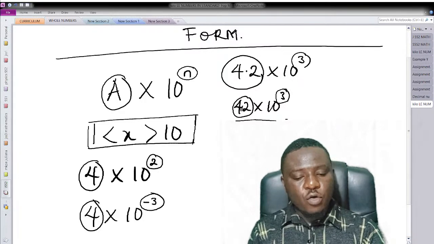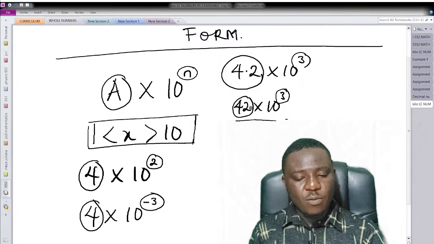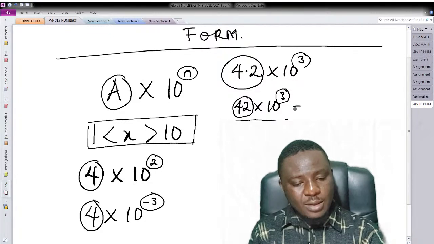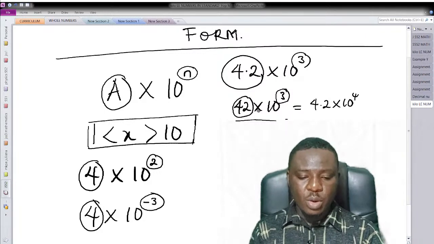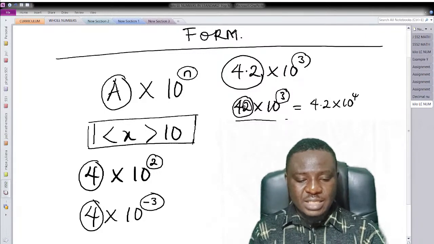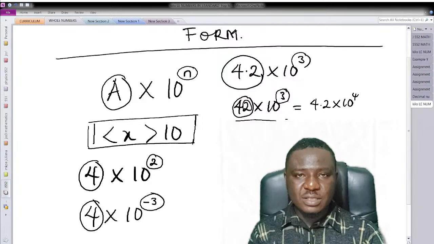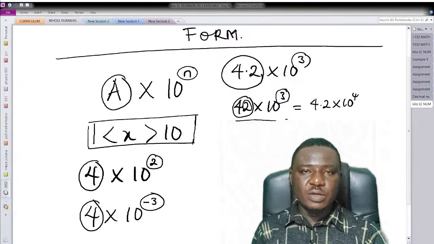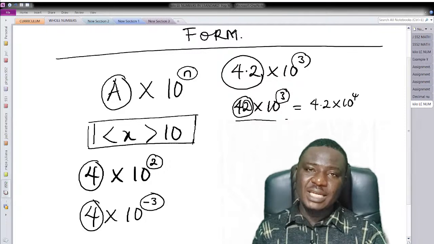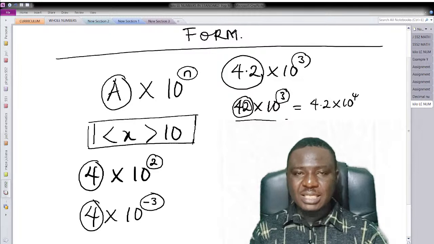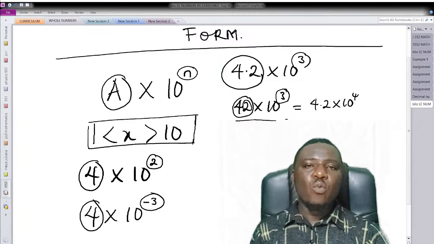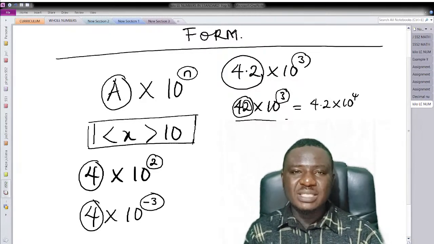Okay? So for you to express this in standard form, you need to have it equal to 4.2 times 10 raised to the power of 4. Why? Because we move the decimal point a step to the left, and the power of 10 increases. So if you express a number like this, it is said to be in standard form. Now, why do we need to express whole numbers in standard form?